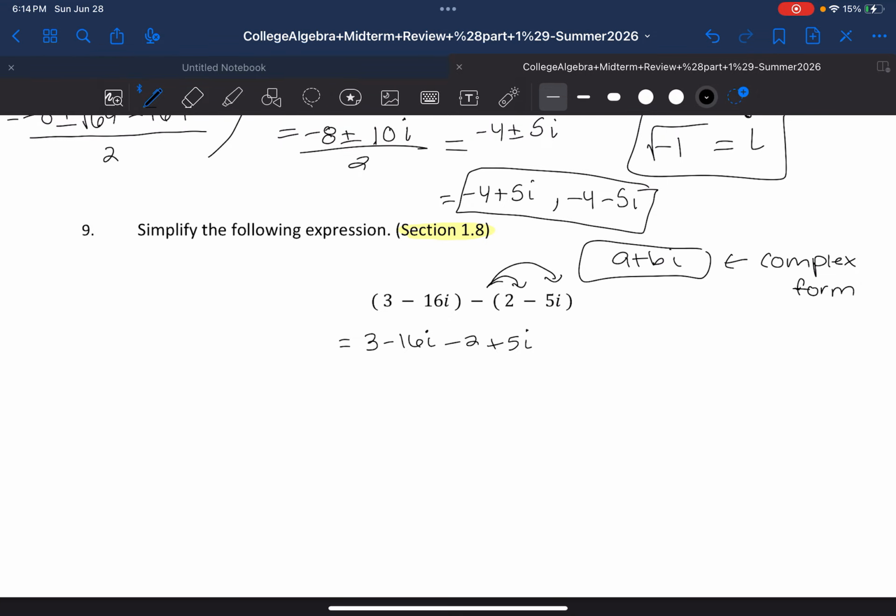And now we're just going to combine like terms. So I have 3 minus 2, which is 1. And negative 16i plus 5i, even though those are imaginary numbers, we can combine them normally like terms. So negative 16 plus 5 will give us negative 11. So this would be negative 11i after combining those two like terms. And that's it. This would be the final answer to this problem. This is in complex number form, and there's nothing else I can do to combine them.